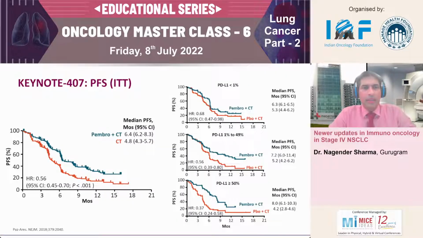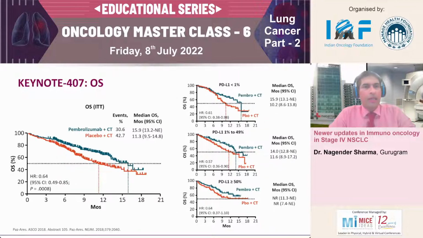So as you can see, in squamous histology, advanced NSCLC, Keynote 407, PFS also was favoring the pembrolizumab plus chemotherapy arm. In those patients who are having higher PD-L1, the responses are much better as compared to those patients who are having lesser PD-L1. So the hazard ratio for PD-L1 less than 1% was 0.68, 0.56 for 1 to 49, and 0.37 for greater than or equal to 50% of PD-L1. In Keynote 407, overall survival also was favoring the pembrolizumab plus chemotherapy arm. The median overall survival was 15.9 months, and it was favoring those patients who are having higher PD-L1.